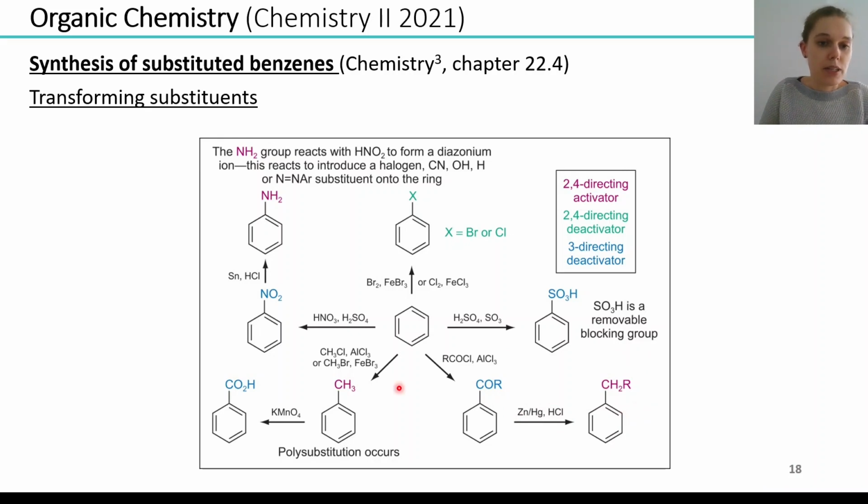Conversely, if we perform a Friedel-Crafts alkylation, the substituent will be a 2,4 directing activator, and if we then oxidize the substituent, we generate a 3-directing deactivator. If we do a nitration, we have a 3-directing deactivator. However, if we then reduce, we end up with a 2,4 directing activator.